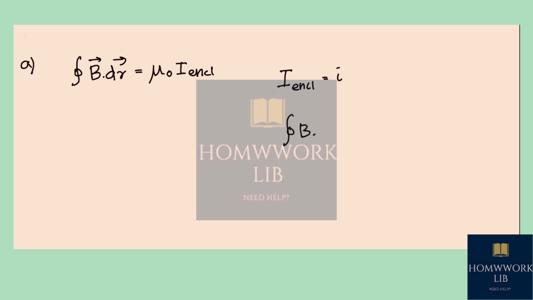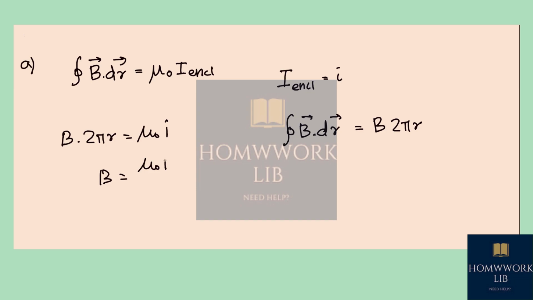The integration is equal to B times dr, which is the circumference, so 2 pi r. So from there we can write B times 2 pi r is equal to mu naught I, or B is equal to mu naught I by 2 pi r.